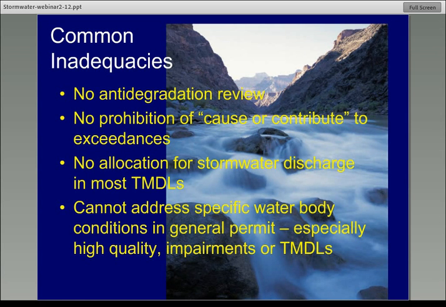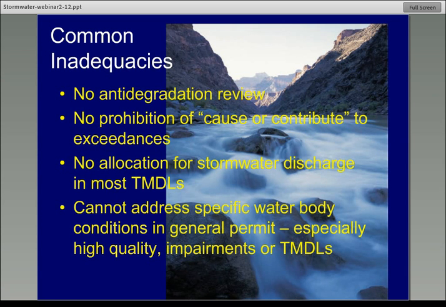Anti-degradation review kicks in when there's a new or expanded discharge, so keep that in mind. There's no prohibition, or inadequate prohibition, of causing or contributing to exceedances, because especially in the case of the general permits, there's no good way when an application comes in to force that, to say, tell us how you're going to prevent any new sediment going into this water body, or tell us how you're going to prevent high volume waters which are going to harm the habitat further in the downstream waters.